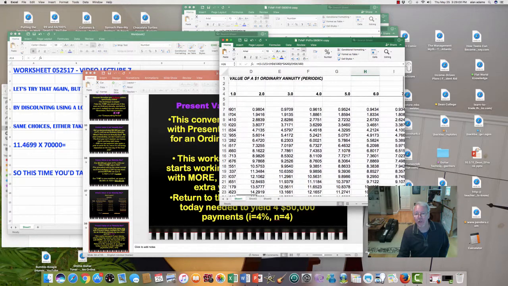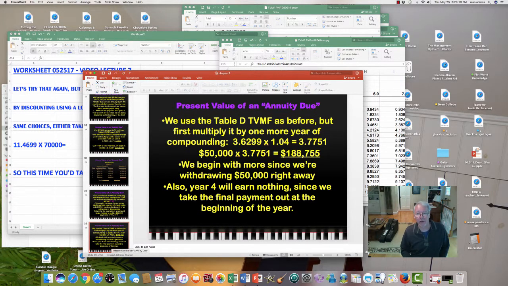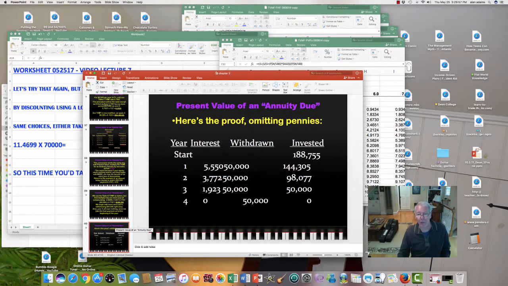The PVIF was 3.6299, as you recall. This time, what we're going to do is take that factor and multiply it by one additional period. 3.6299 times 1.04, that's 1 plus I, it's 4% interest, gives us a modified PVIFA of 3.7751. Multiply one payment in our stream of payments, $50,000, by that number, and we get 188,755. We're going to take 50,000 out right away, so we need to start with more. And year 4 is going to earn nothing, since the first day of the 4th year is when we take that payment out. So to make it look easier, let's see how that works.